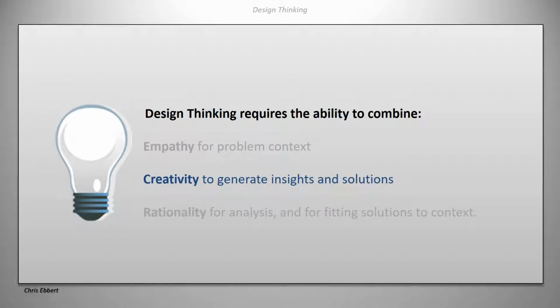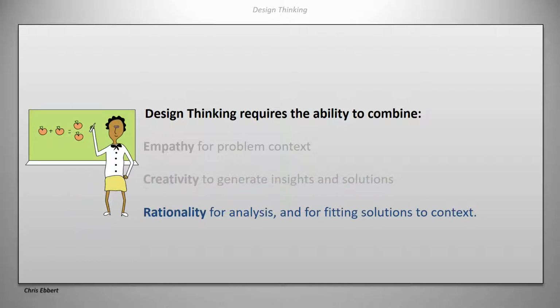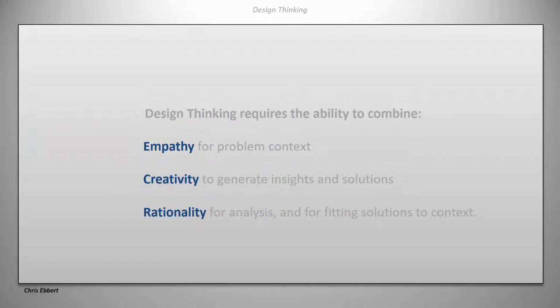You need to have creativity to generate insights and solutions. If you don't have it, don't worry. Design thinking can bring you that, but we're going to get to that. And then you need to be rational so that you can do analysis and find the right fitting solution to the context. Now you might think, oh, cool, I can do all these three already. I don't actually need to see any more of this. But bear with me, you will probably think differently at the end of this. So these three make up the key abilities for successful design thinkers.